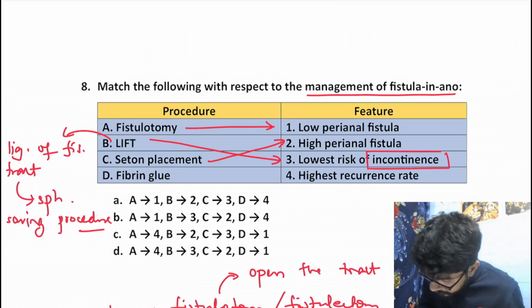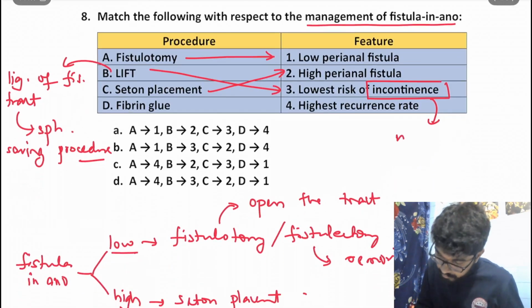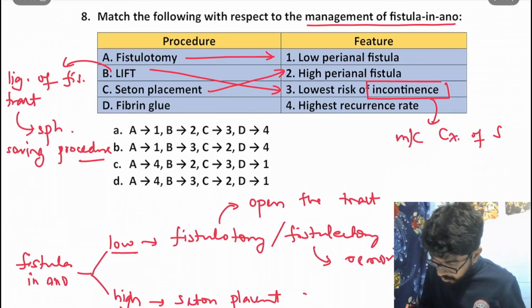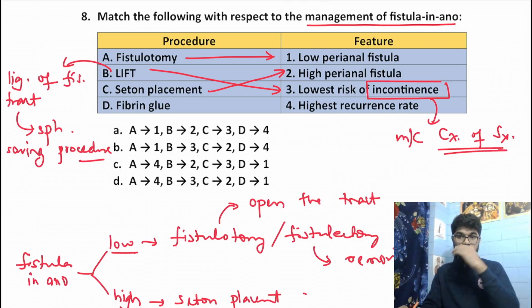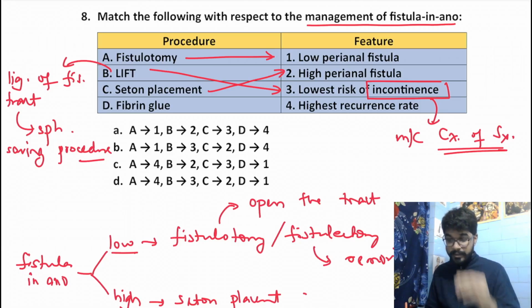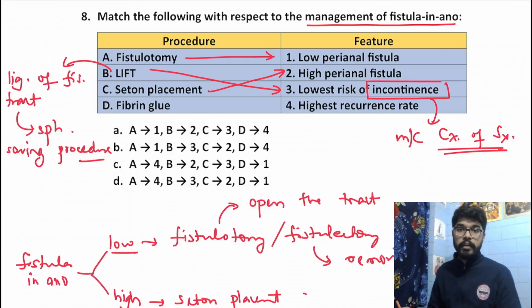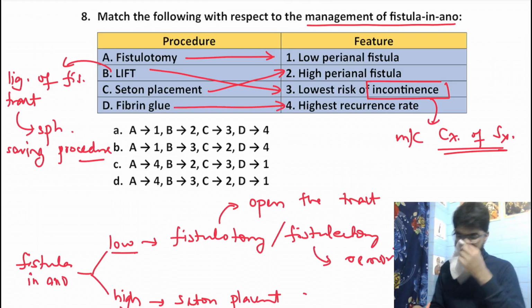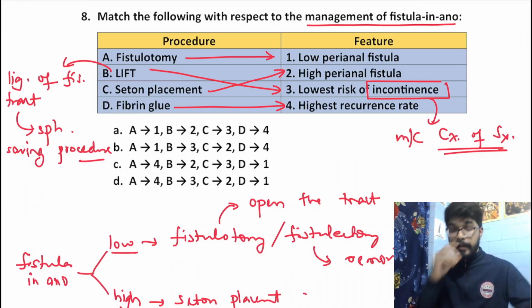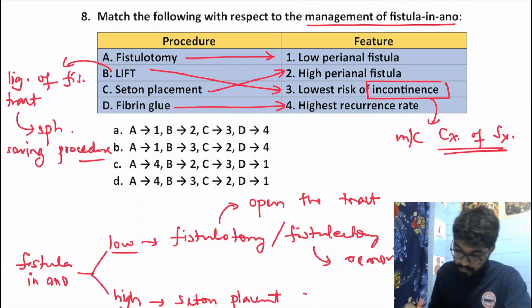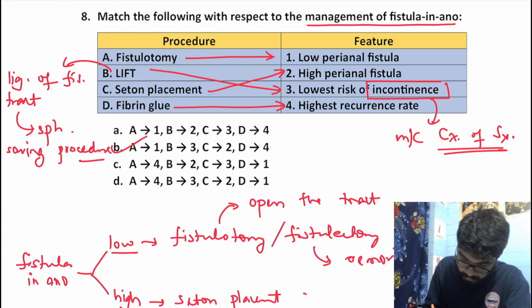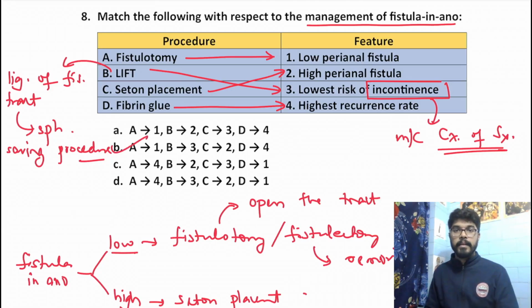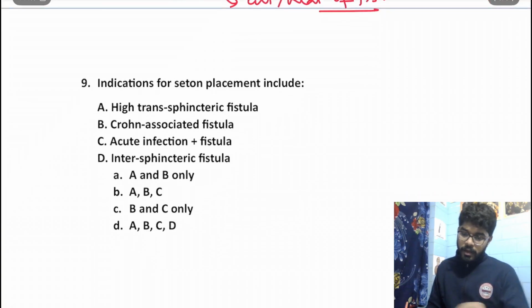And remember that anal incontinence is the most common complication of surgery. If we go for fistulectomy, it does increase the risk of incontinence. And highest recurrence rate is seen with fibrin glue. So our answer would be A1, B3, C2, D4. Option B should be our correct answer. Okay. Moving on to the next question.